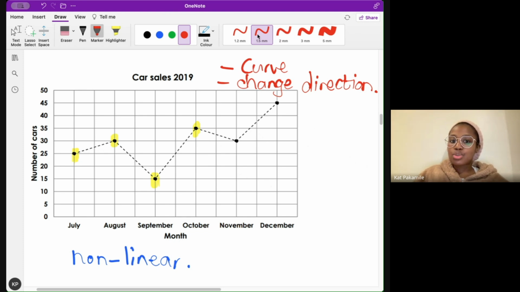So remember, these are my two conditions. Do not think just because it's straight lines, this makes it linear. No, that doesn't make it linear.